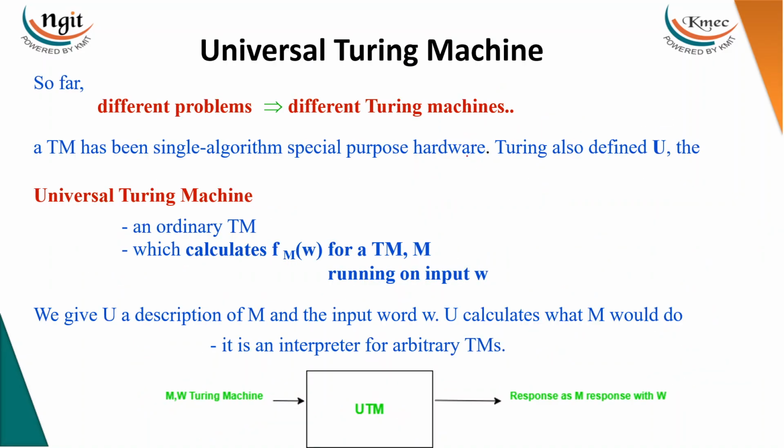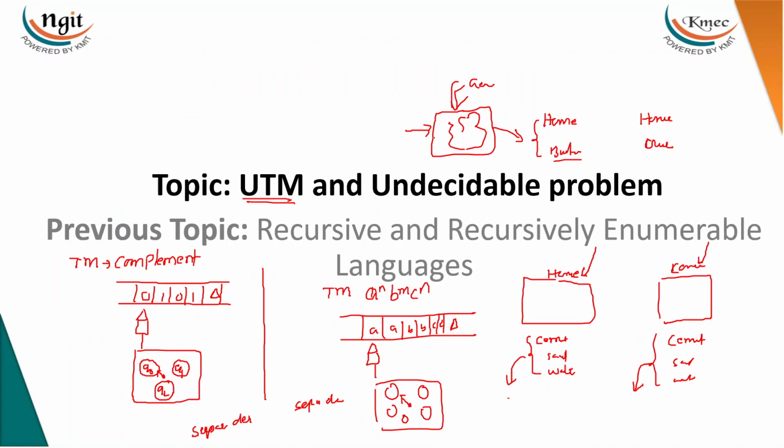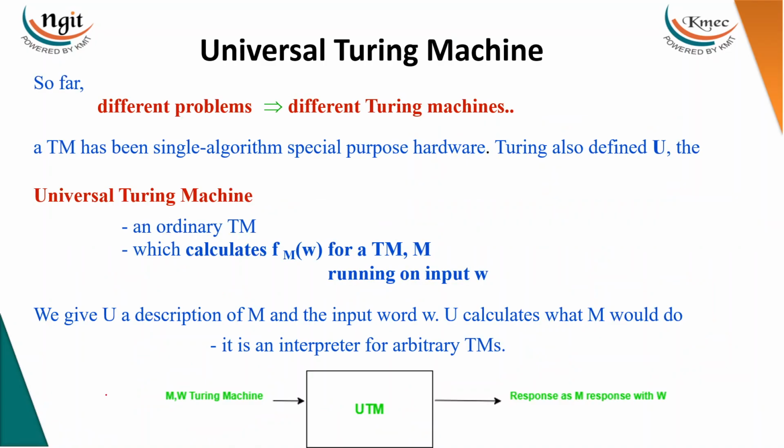So same way here, if you want to construct a Turing machine for every situation, or you can build a universal Turing machine. In the earlier situation, for different problems, you have to take different Turing machines, right? But here we will have a single algorithm for all the problems. That is called a universal Turing machine. So it is an ordinary Turing machine which calculates the machine for each and every problem individually for all the input strings.